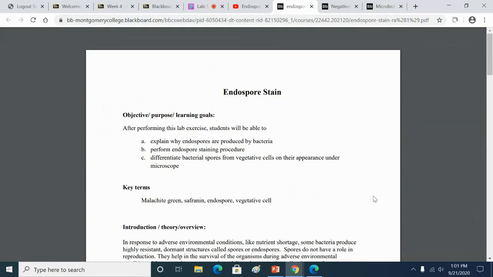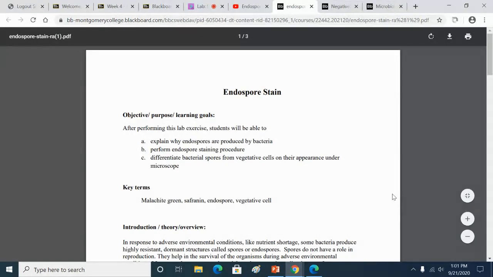So we all seen the handout for the spore stain? Yes. So again, we're going to talk about the process, the procedure, what it looks like. Then we have a few videos we're going to watch. We're also going to talk about negative staining, in particular a capsule stain. But first, the endospore stain.